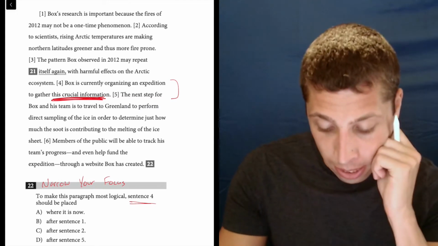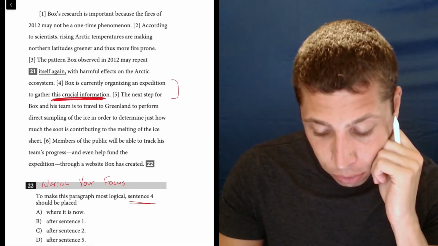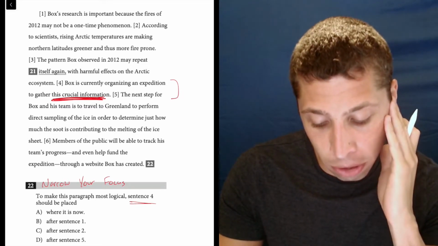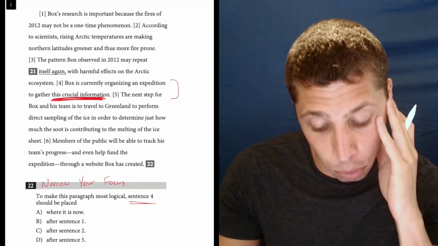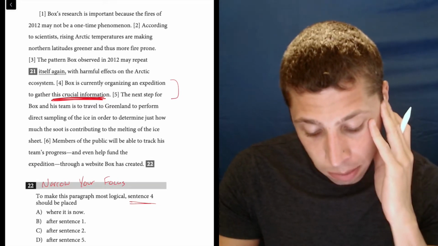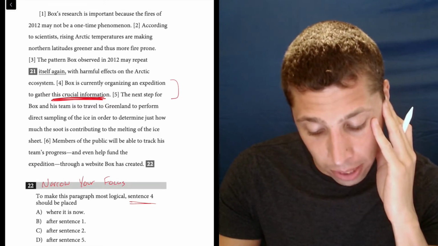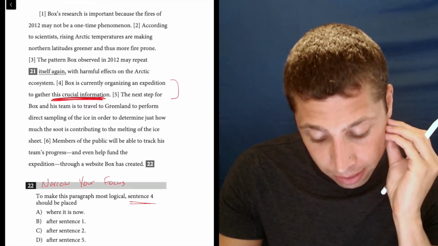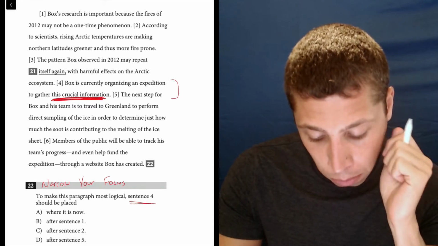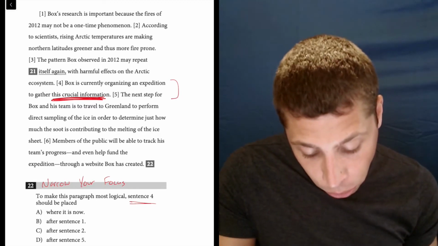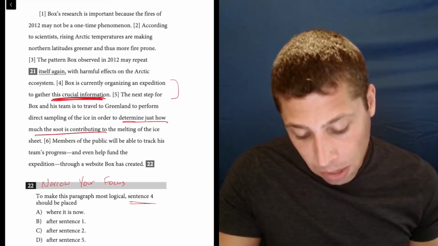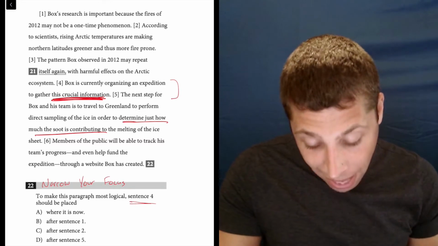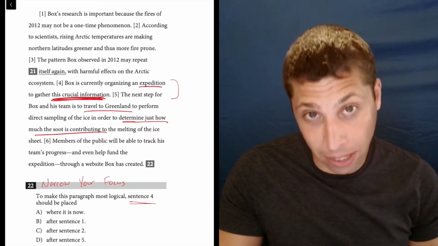So let's take a look. Box's research is important because the fires of 2012 may not be a one-time phenomenon. According to scientists, rising Arctic temperatures are making northern latitudes greener and thus more fire-prone. The pattern Box observed in 2012 may repeat itself again with harmful effects on the Arctic ecosystem. The next step for Box and his team is to travel to Greenland to perform direct sampling of the ice in order to determine just how much the soot is contributing to the melting of the ice sheet. That is information. And expedition, travel to Greenland, seems like a nice match as well.